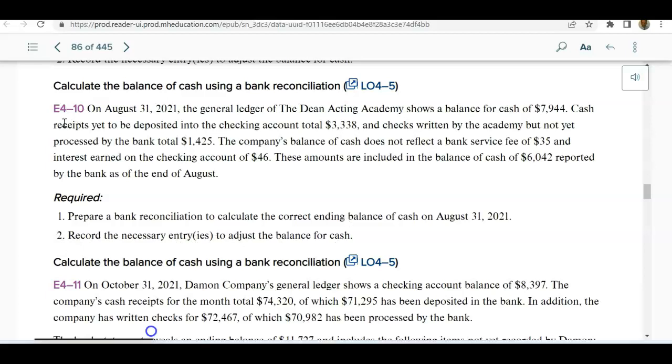So it looks like this. Cash receipts yet to be deposited into checking account, $3,338. So that's not yet deposited. So remember that. That's not deposited yet. It's in the company cash receipts, but it's not deposited. So that's fine. Keep that in mind. It's not deposited.